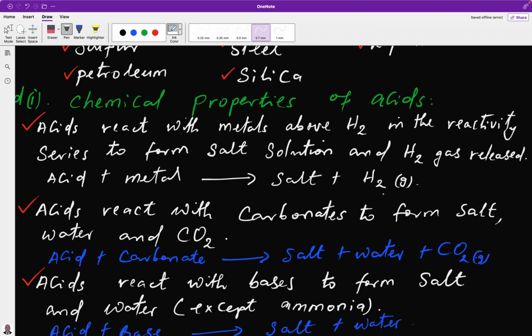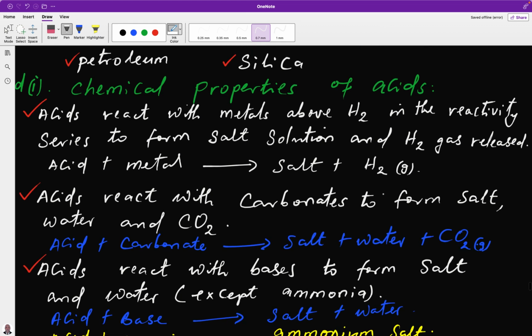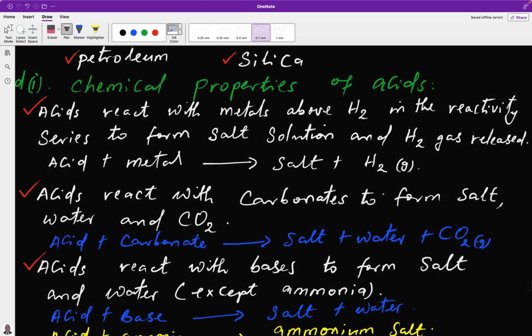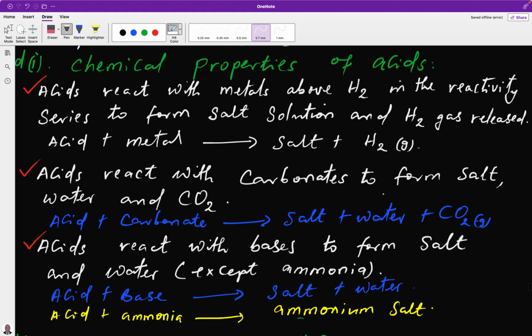2, acids react with carbonates. Acids react with carbonates to form salt, water, and carbon dioxide. 3, acids react with bases to form salt and water, except ammonia. Except ammonia, because ammonia will only react with acid to produce ammonium salts. So their reactivity with metals, their reactivity with carbonates, and their reactivity with bases. That's all.